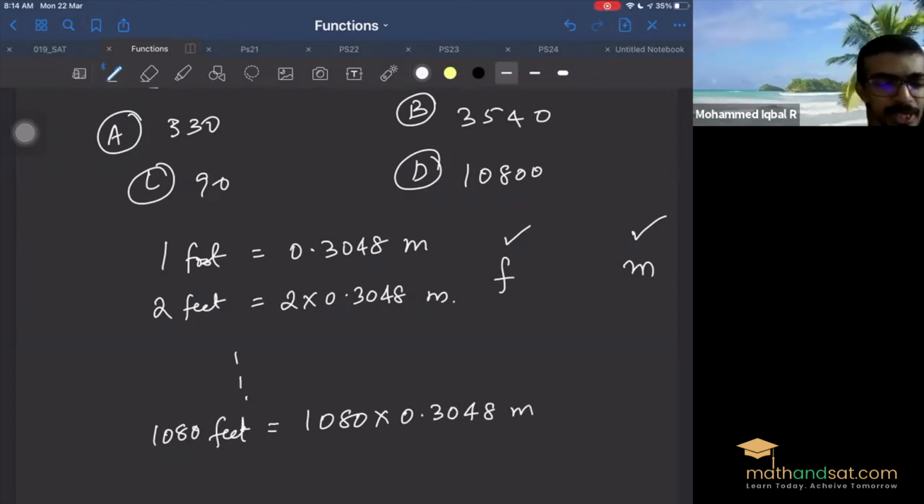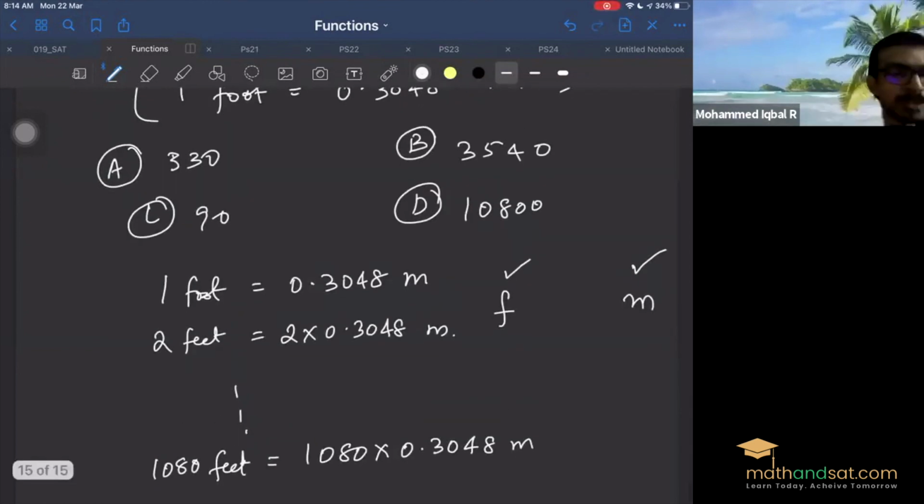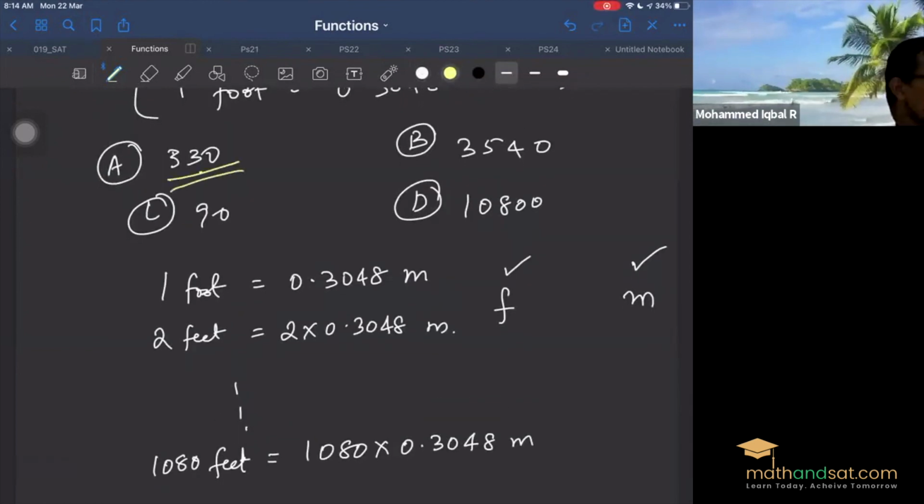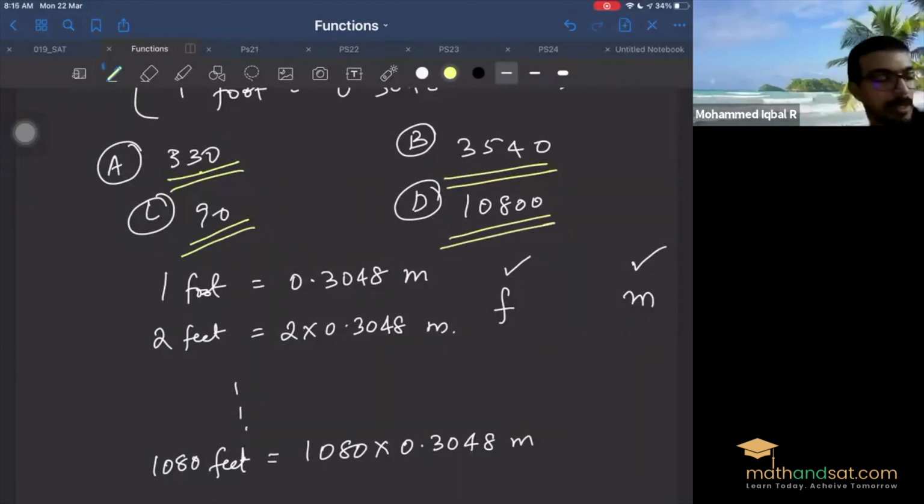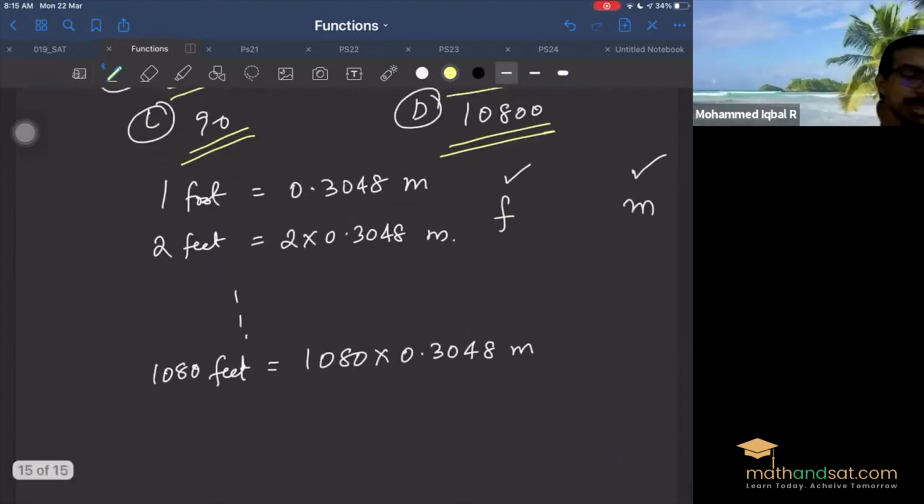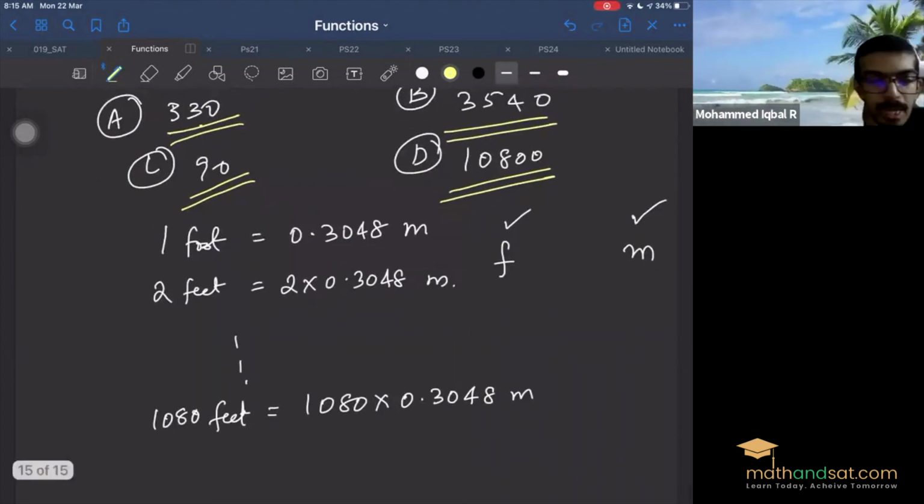And you don't have to actually pick up the calculator for this, because when you look at the options, these numbers are way apart. These numbers are not at all close together. So you just need an approximate answer to arrive at the answer.